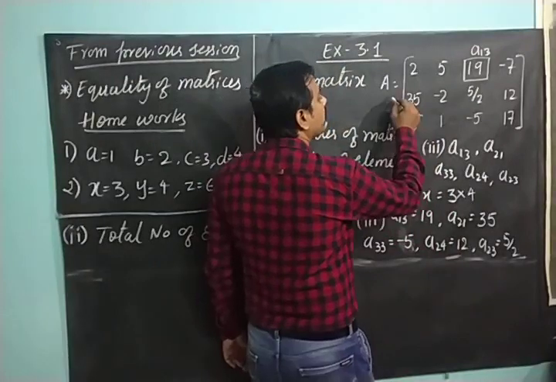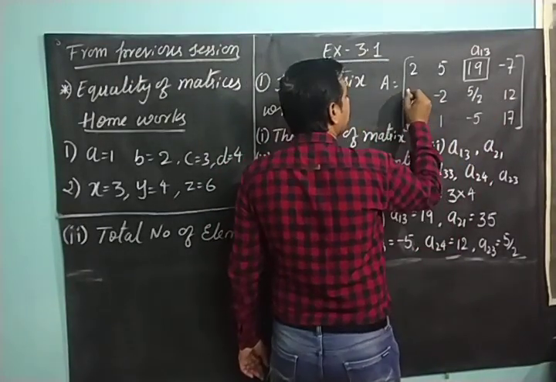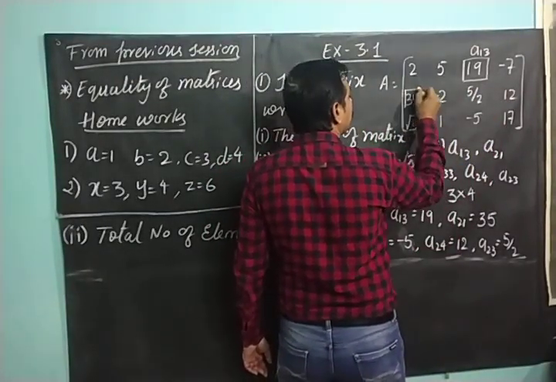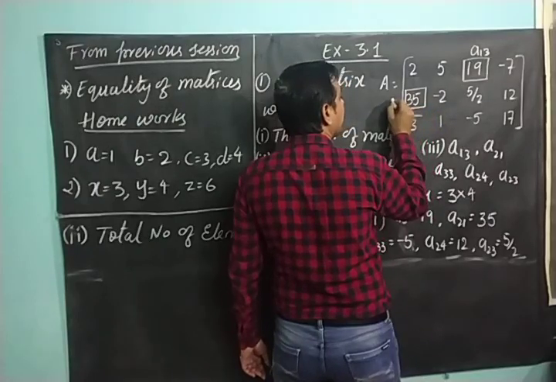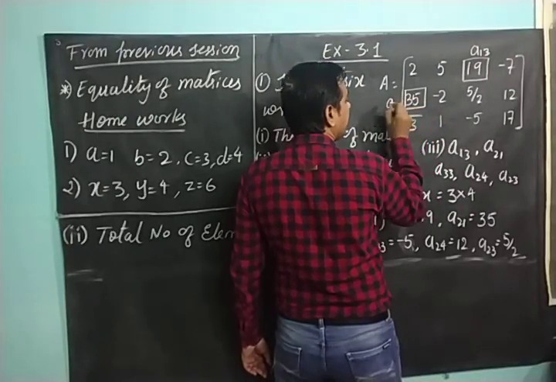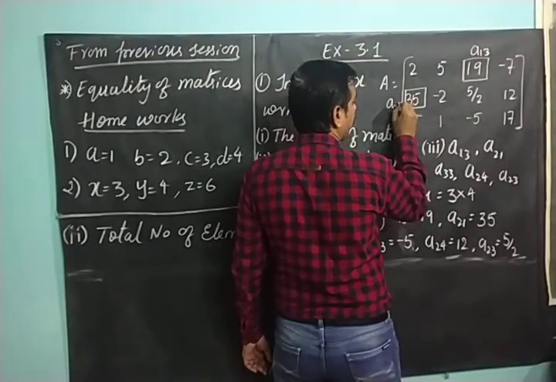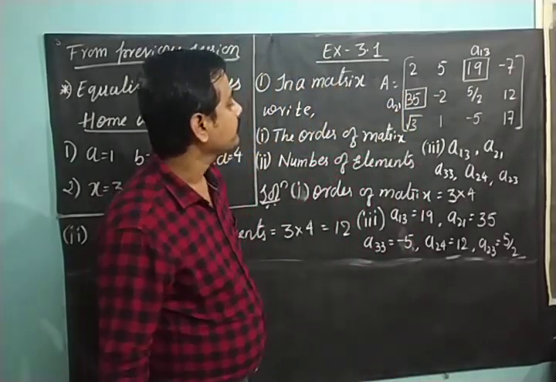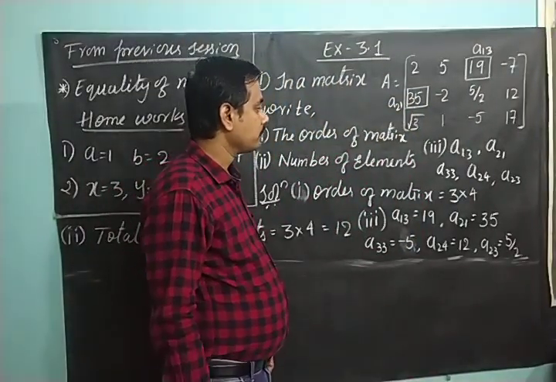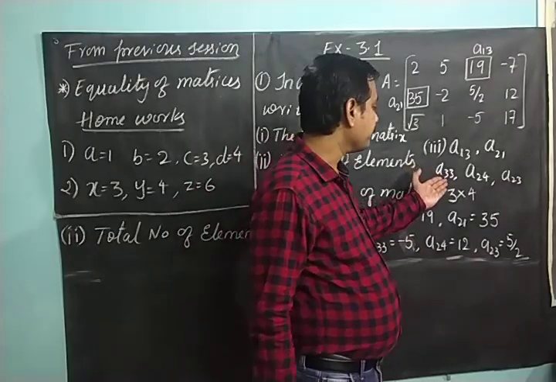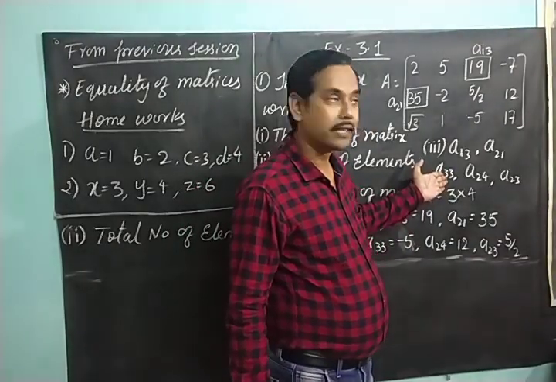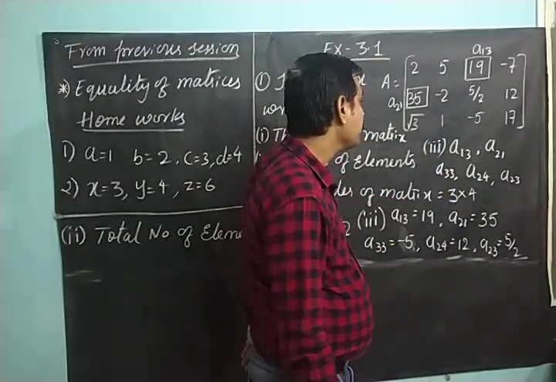Where is the second row? That is here. And where is the first column? That is here. So this is the element in the second row and first column. Right? Next, A33. There is nothing but the element in the third row and third column.